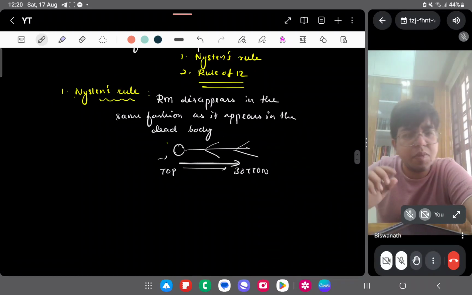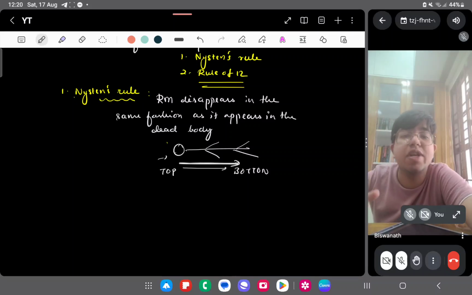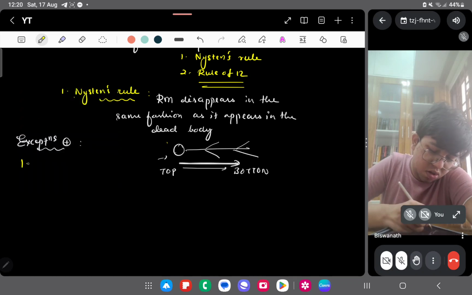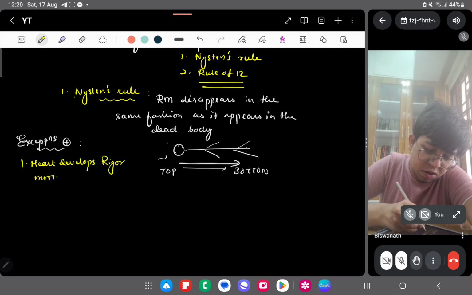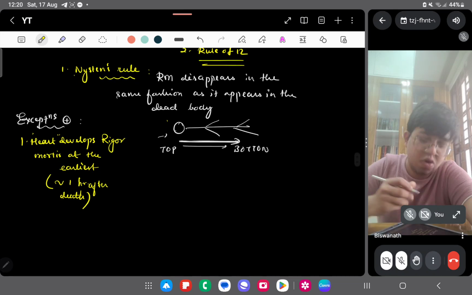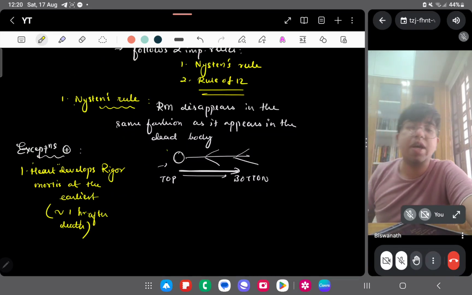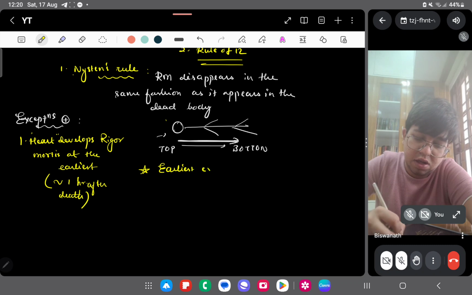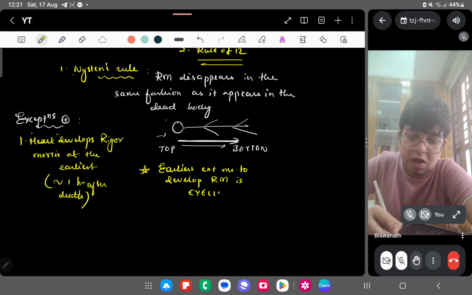And here there are some exceptions. The heart develops rigor mortis at the earliest, nearly 1 hour after death. The exceptions are present, that the heart develops rigor mortis at the earliest, that is 1 hour after death. And the earliest external muscle to develop RM is the eyelids.